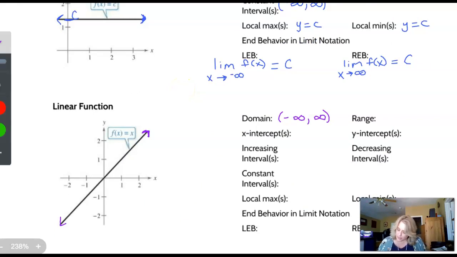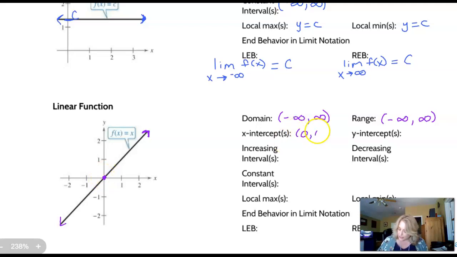So I just want to point that out real quick. Okay. And then for range, it's going forever down and forever up, right? So we're going to say negative infinity to infinity. So that's going to be the same. The intercepts are the same. The x-intercept, it hits at 0, 0. Well, that's also a y-intercept, because remember, x-intercept is you let y equal 0 and see what x is, and y-intercept, you let x equal 0 and see what y is. And so those are the same point.